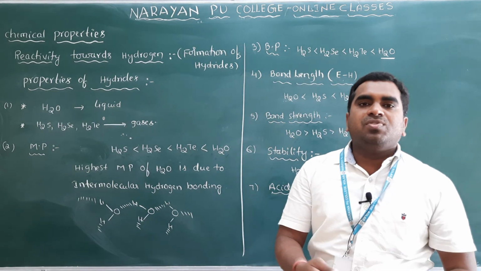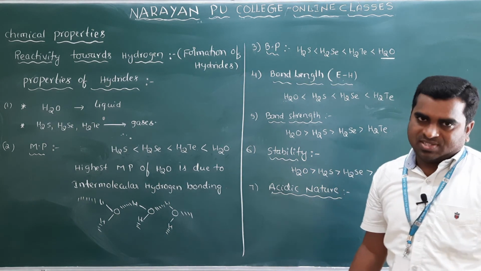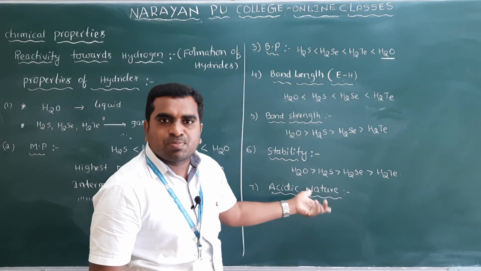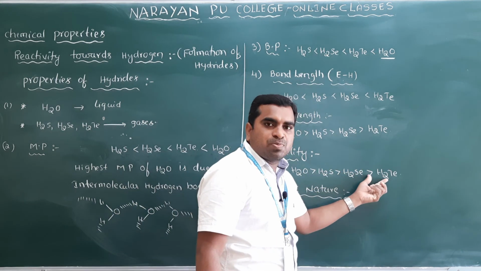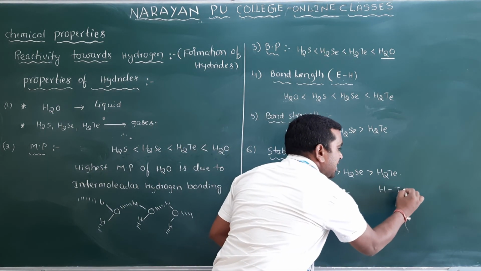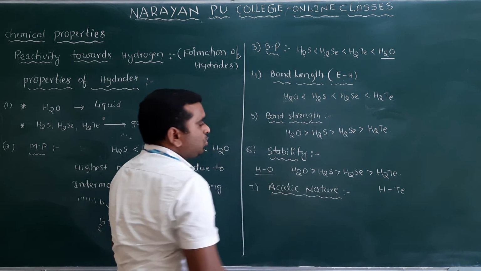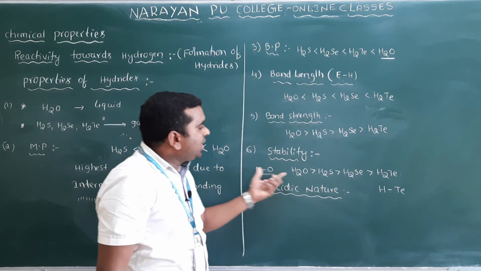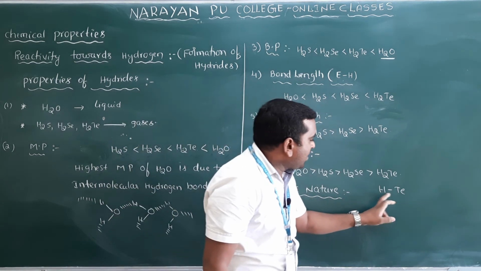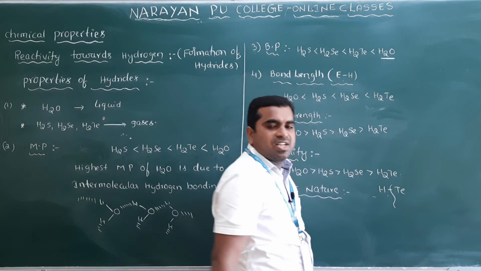The compounds which give H plus ions easily, those we call acids, clear? So in this case, which one gives the H plus ions easily? To give the hydrogen H plus ion, the bond should break easily. The bond between the hydrogen and tellurium, or the bond between the oxygen and hydrogen, should break easily. So which bond will break easily here? The oxygen-hydrogen bond is very strong, but the hydrogen-tellurium bond is very weak.